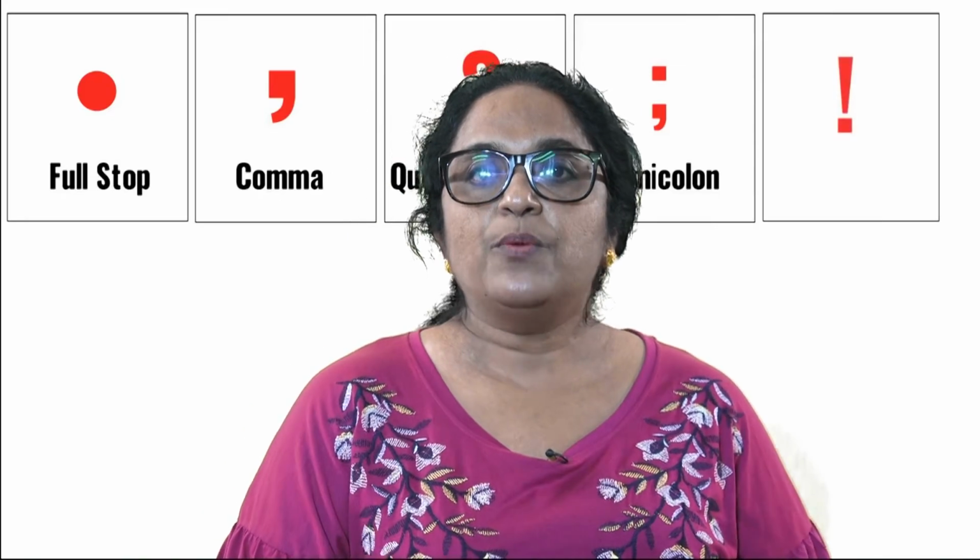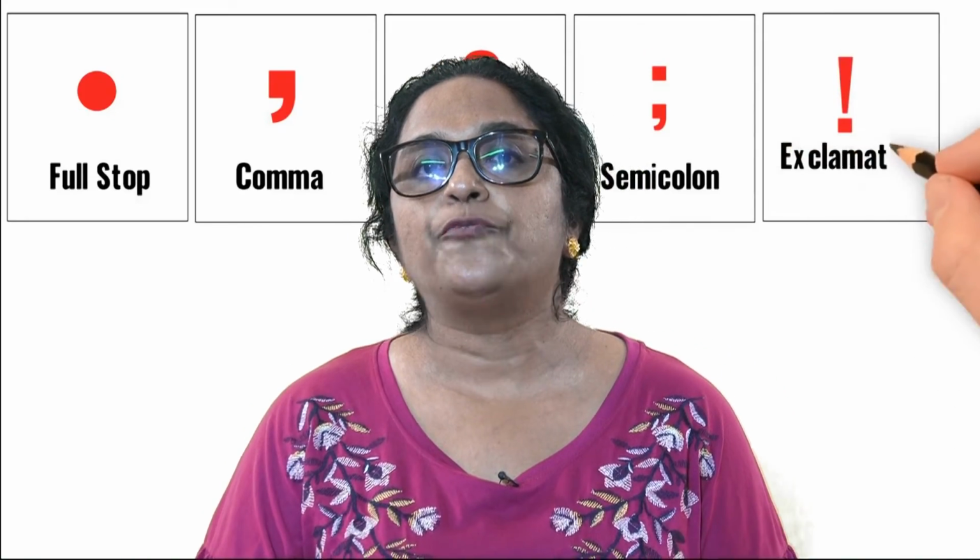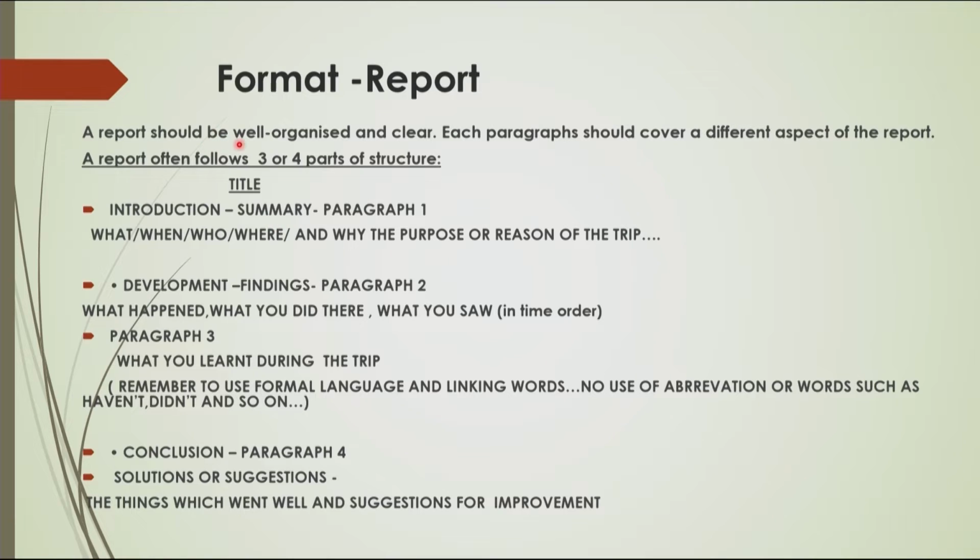Okay children, so now let's move on to the format of the report. A report should be well organized and clear. Each paragraph should cover a different aspect of the report. A report often follows 3 or 4 parts of structure. Here we have the title. The report should always start with the title. In the introduction, you have the first paragraph, that is the summary of the whole report. The questions here are what, when, who, where and why, the purpose or the reason of the report. These are the questions that you have to answer in your paragraph 1.